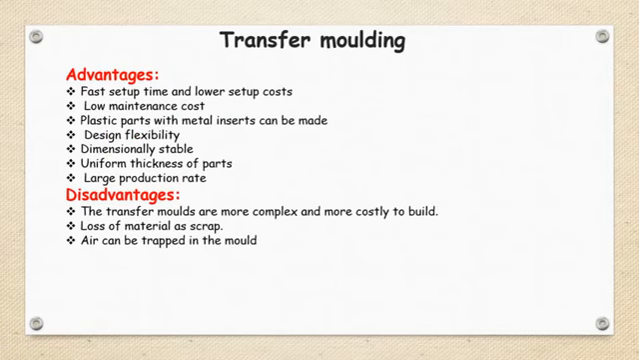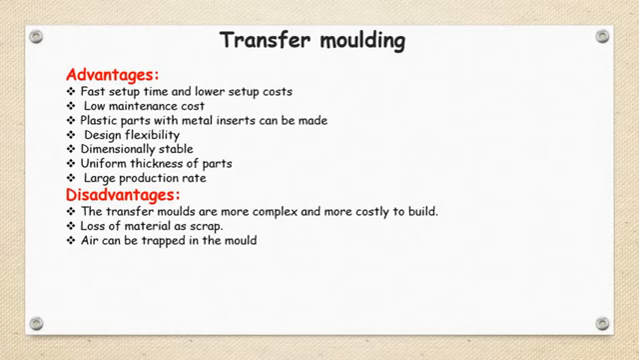Whatever disadvantages of compression molding there are, those are removed by the transfer molding process, and these are the advantages of transfer molding: fast setup time, lower setup cost, and low maintenance cost. Plastic parts with metal inserts can be made, because it is just the same as injection molding for thermoplastic material. Here, for thermosetting plastic material, you can prefer the transfer molding process. Design flexibility, dimensional stability, uniform thickness of the part, and large production rate are the advantages.